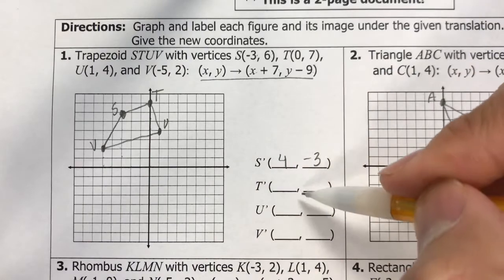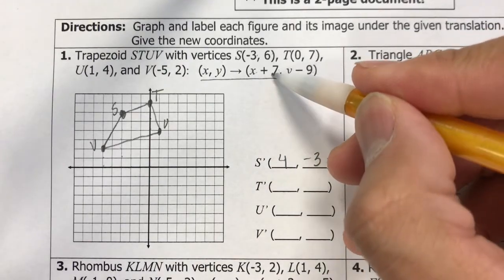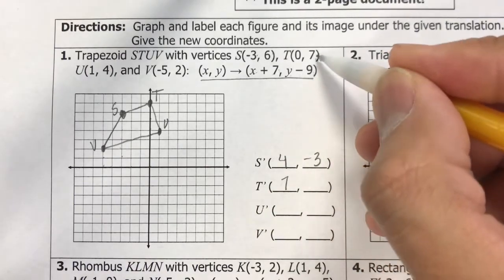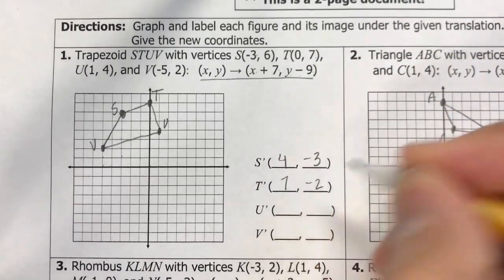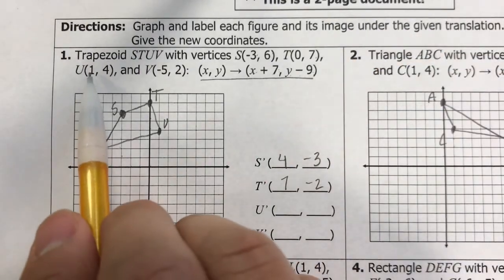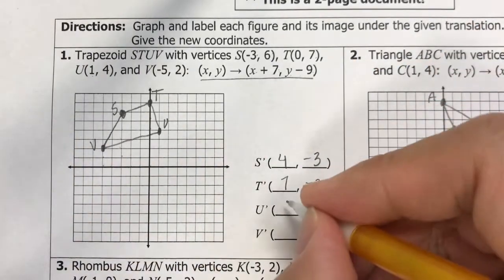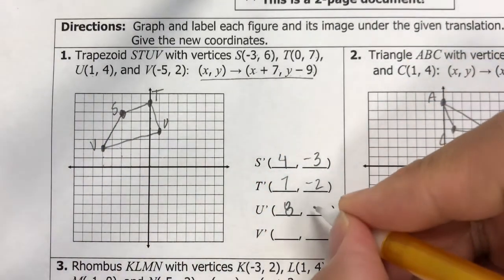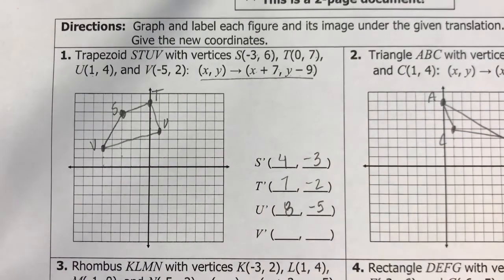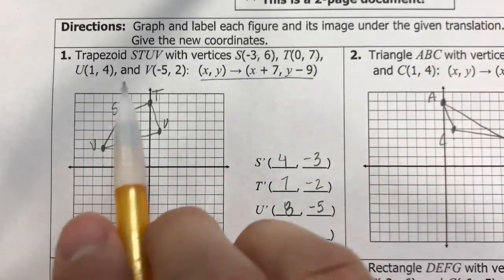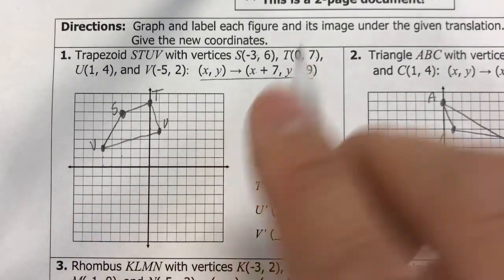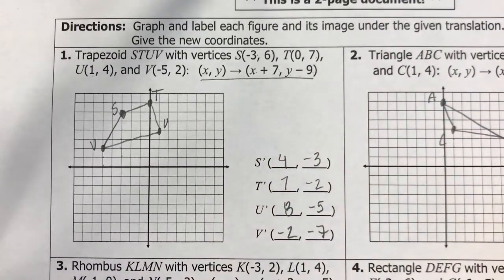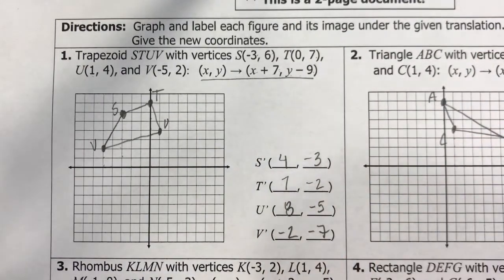And we continue the same thing with each point. For T, it would be 0 plus 7, which is 7, and then 7 minus 9, which is -2. For U, it would be 1 plus 7, which is 8, and then 4 minus 9, which is -5. And then for V, it would be -5 plus 7, which is 2, and then 2 minus 9, which is -7. And so now we can graph all of our image points.